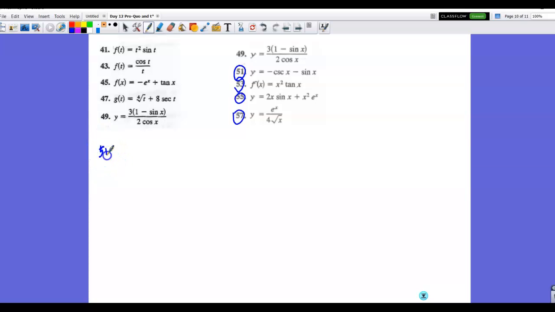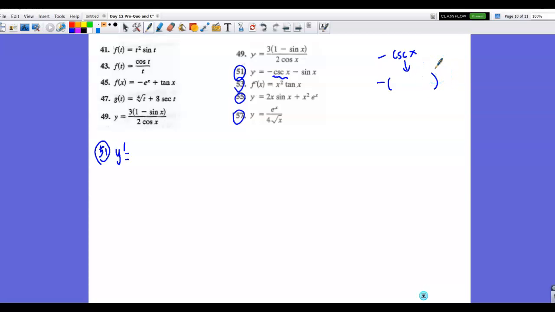So in number 51, we have a trig equation. And the first term, we're finding the derivative of negative cosecant of x. So y prime. So I have to think about the derivative of negative cosecant of x. So I'm really going to first focus on the derivative of cosecant of x.